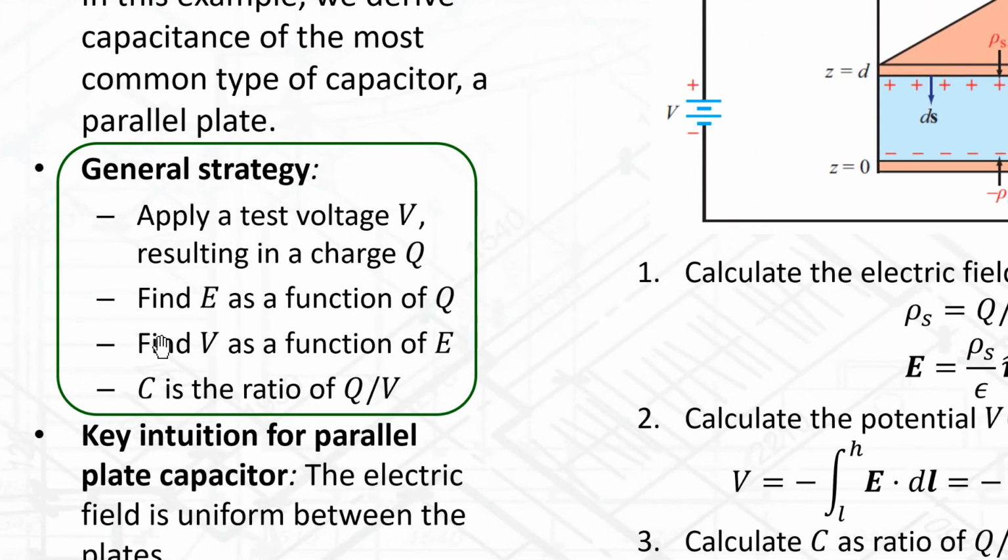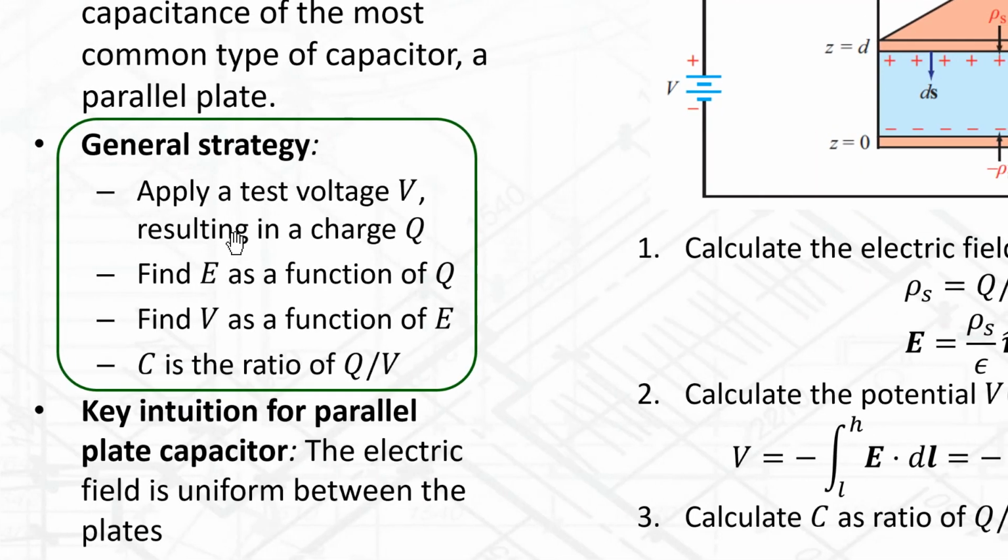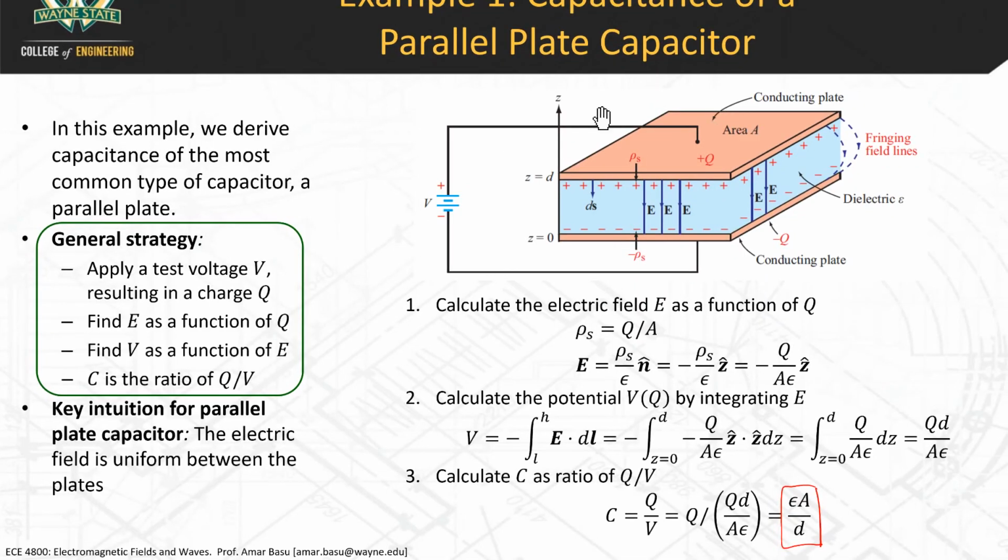So our general strategy, if we want to find capacitance, is to apply a test voltage, figure out how much charge we get, and take the ratio of the two. If we break that down further, the first step is to apply a voltage to this system. Imagine we take our voltage source and put it across there, and we know that we're going to generate some amount of charge Q on the upper and lower plate. That we know already.